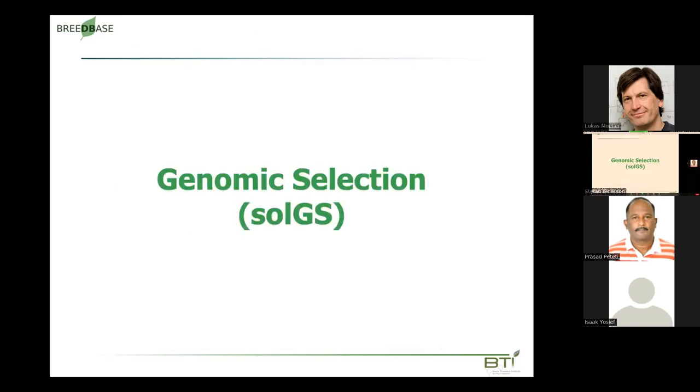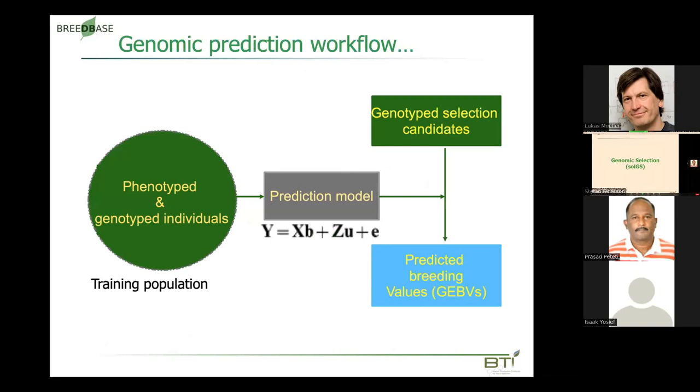So for those who are using genomic selection, there is also a tool for that. It is called solGS. This tool allows you basically to compose your training data set by combining more than one trial, and then use that training data set to build a prediction model. And once you have a prediction model, you can use it to estimate the breeding values for clones that have genotype data only.